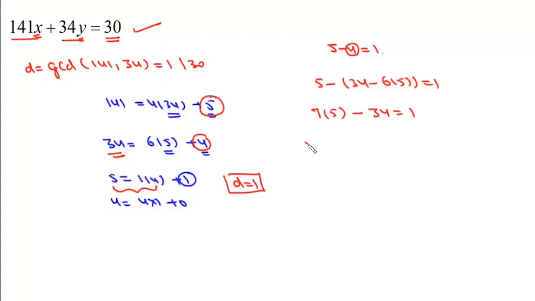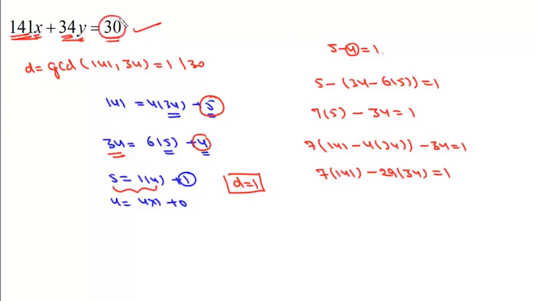Now we'll replace this 5. This 5 is 141 minus 4 into 34. So 7 into (141 minus 4 into 34) minus 34 equals 1. So it'll be 7 into 141 minus 28 and 1, so it'll be minus 29 into 34, and it is equal to 1. So now we have 141 and 34 and we have this 1.